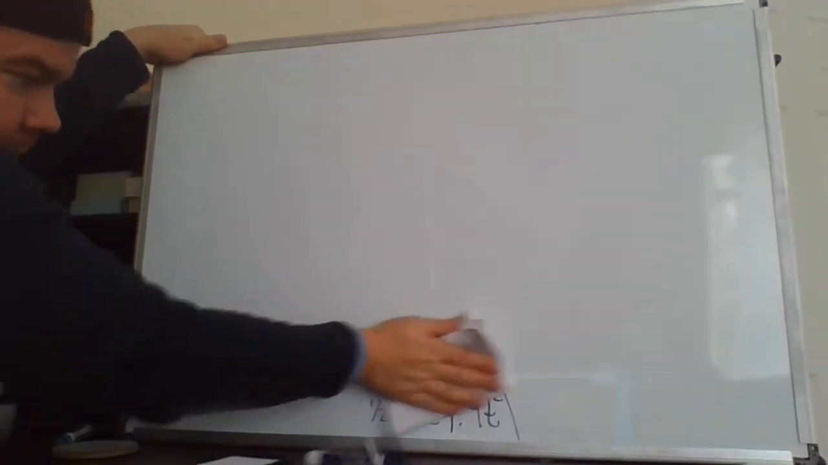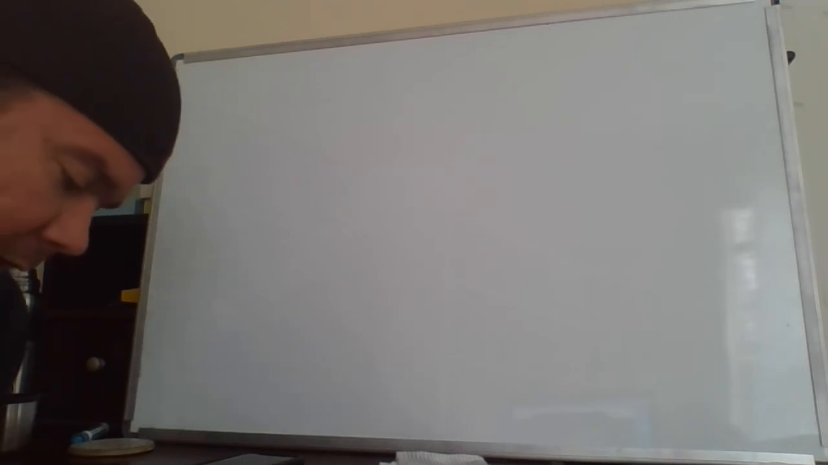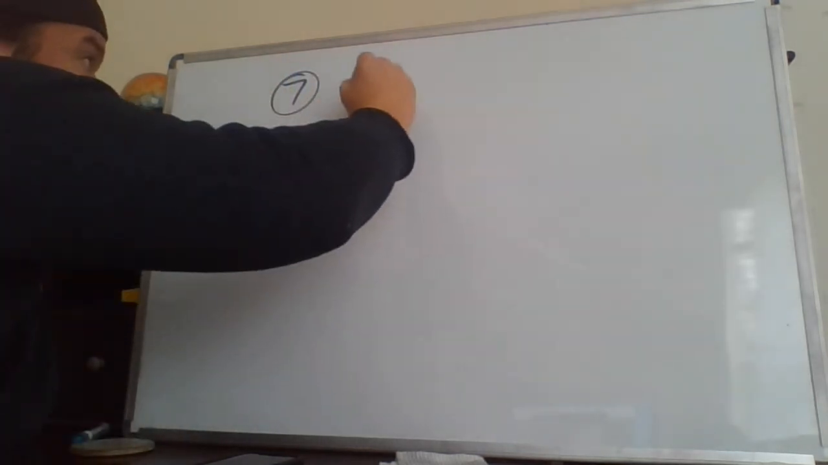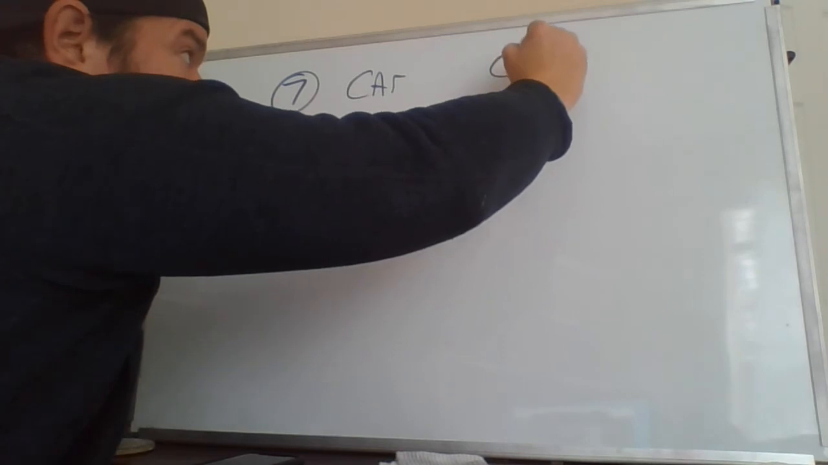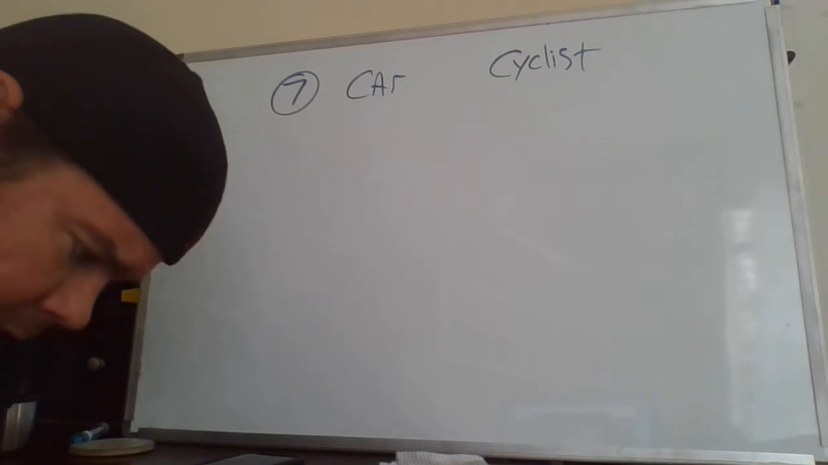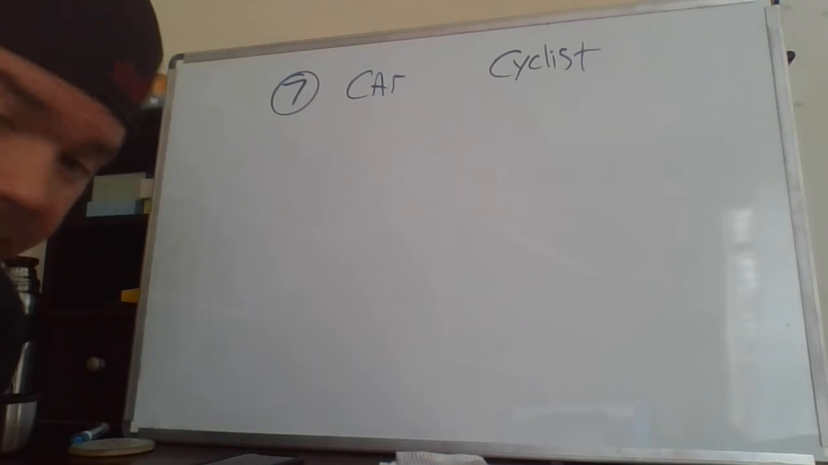So let's see what number 7 is about. Alright. Number 7. So yes, this one looks familiar. A cyclist moving with a constant velocity of 11 meters per second passes the car that is just starting. The car has a constant acceleration of 2.5 meters per second squared. When and where will the car overtake the cyclist? Okay, so let's look at the two different scenarios. We've got the car and we've got the cyclist.